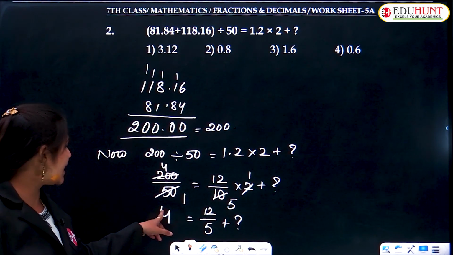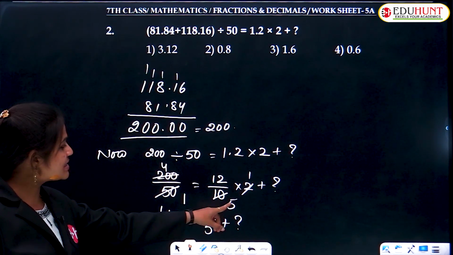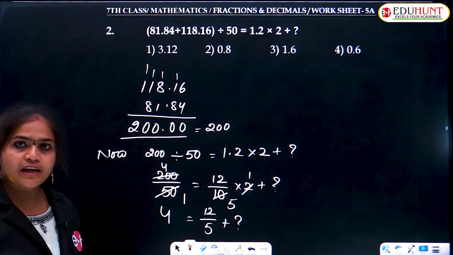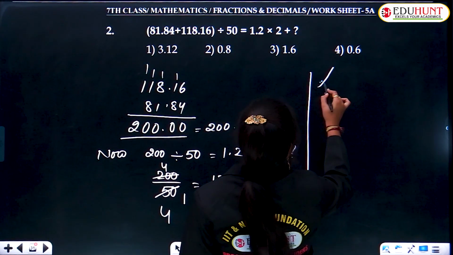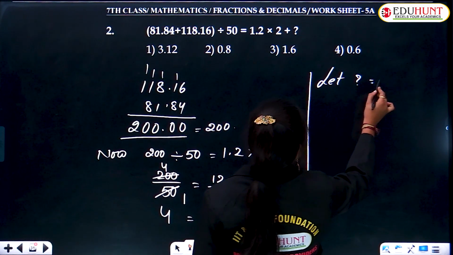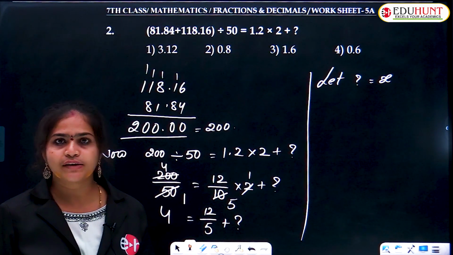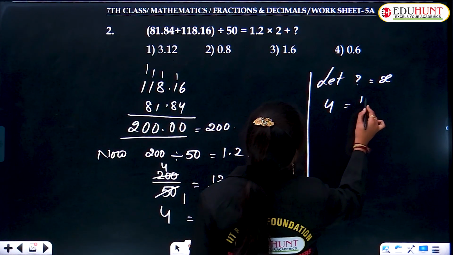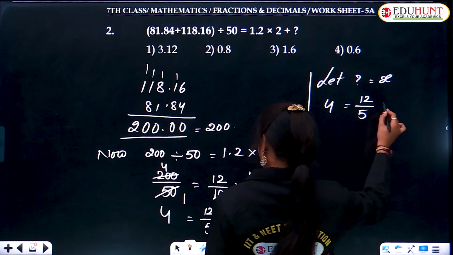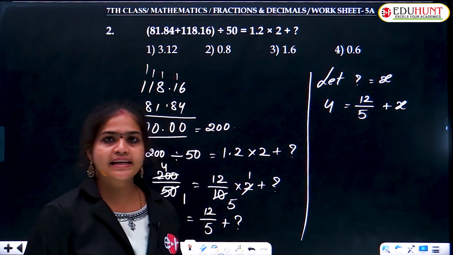Understood? And what is the answer here? Here we have that value as 4. 4 is equal to 12 by 5 plus dash. That value we need to find out. Now see, we can take the question mark as some x. I will tell you about that x in simple equations. Now 4 is equal to 12 by 5 plus x. How do we find the x value here?